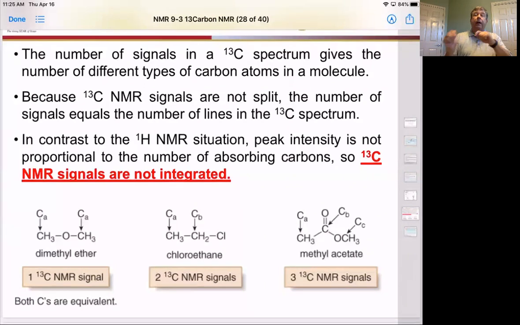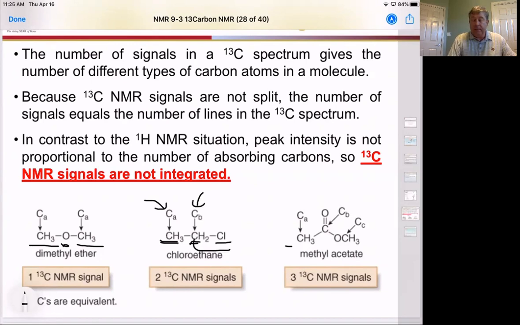Now let's talk about equivalent carbons. Just like before, we're looking at the electronic structure near that carbon. In this case, we have a carbon with hydrogens on it, bonded to an oxygen, and that's equivalent to this other carbon with hydrogens on it, bonded to that same oxygen. Therefore, that gives us one NMR signal. Now let's look at this one. We have this carbon here that's bonded to a chlorine and a carbon. That's different in nature than this carbon here bonded to hydrogens and just another carbon. So that means we have two different types of carbons, and we should see two signals in the carbon NMR.